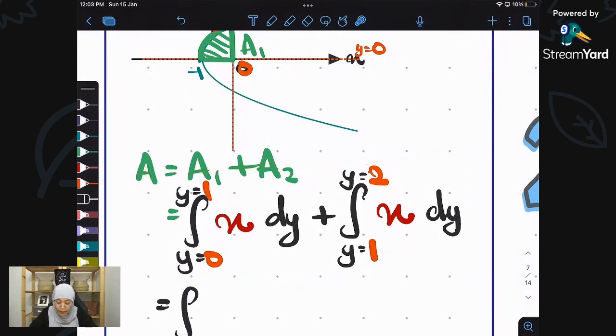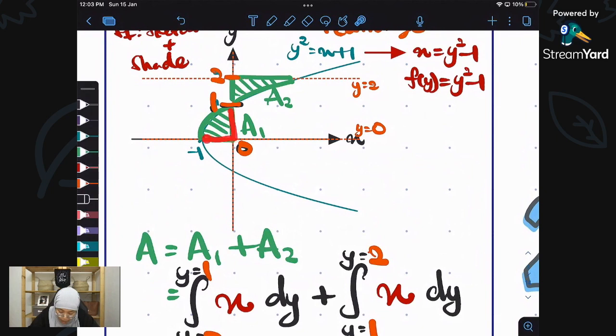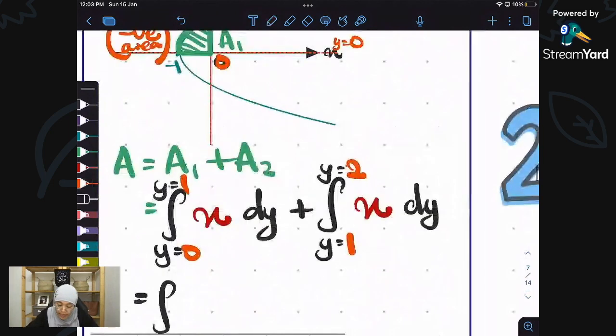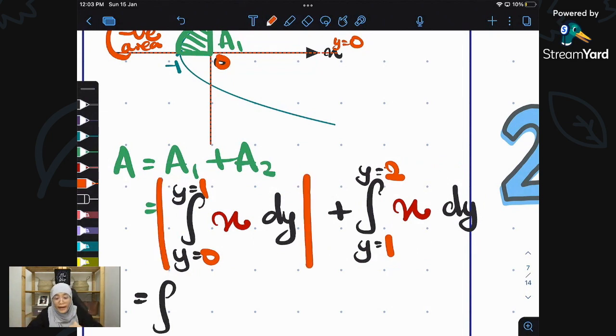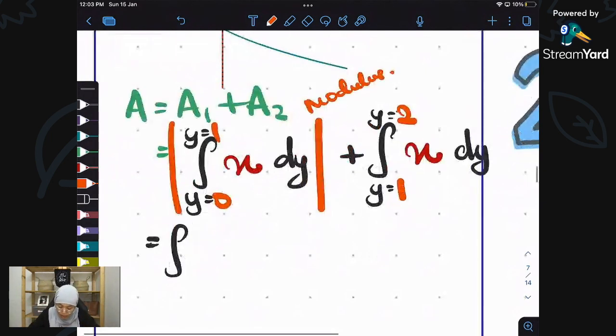Tapi dia tak cukup complete. Sebab apa? Sebab kita kena faham bahawa area yang di belah kiri ini akan memberi kita negative value. Okay, negative area. So we do not want a negative area. So how do we make it positive? So the A1 will be, sorry guys, the A1 will give us a positive value, but we need to put modulus. Kenapa letak modulus? Sebab dia akan mempositifkan kita punya negative area. So that is what we are going to do.